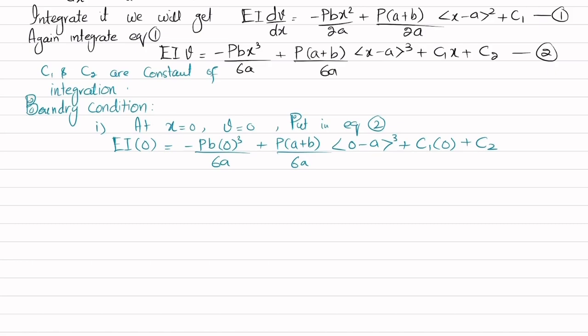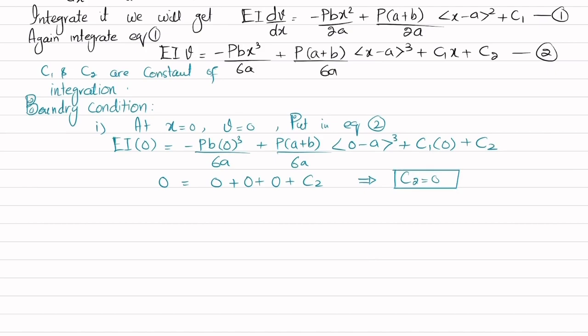Okay, so this will give us 0 plus, now this term inside the Macaulay bracket will be minus a, so anything inside the Macaulay bracket which is negative will be considered as 0. So this whole term will be equal to 0. So 0 plus c1 into 0 is 0 plus c2, and that is also equal to 0. So from here you can say that c2 is equal to 0.